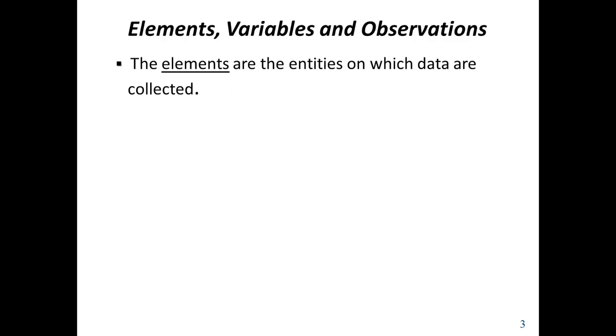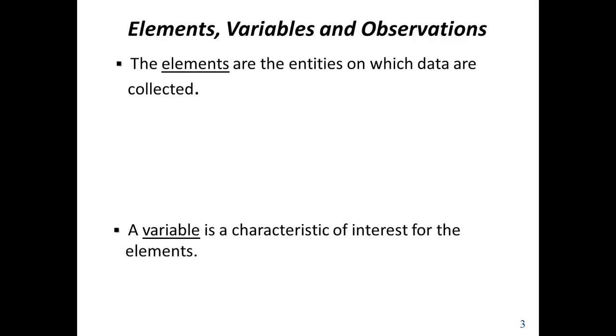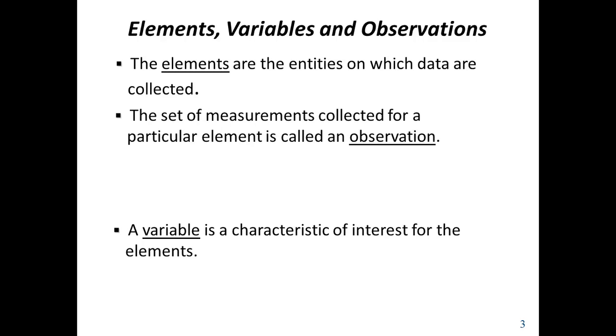Now, what is the difference between elements, variables and observations? Elements are the entities on which the data are collected. A variable is a characteristic of interest for the elements. The set of measurements collected for a particular element is known as an observation. Keep a note that you have as many observations as elements. You have one observation per element. So if you have 5 elements, you have 5 observations.